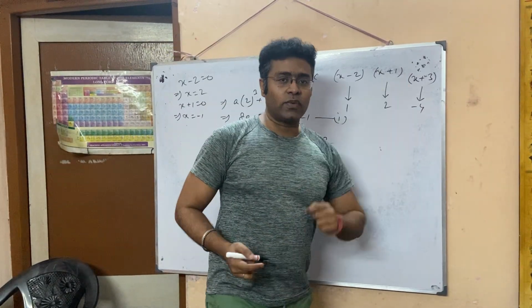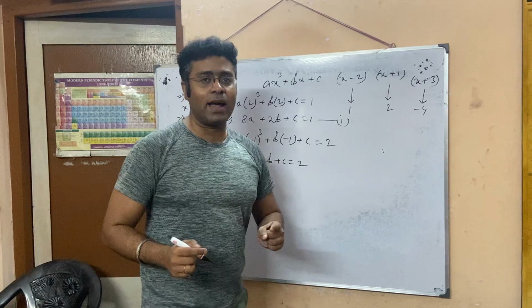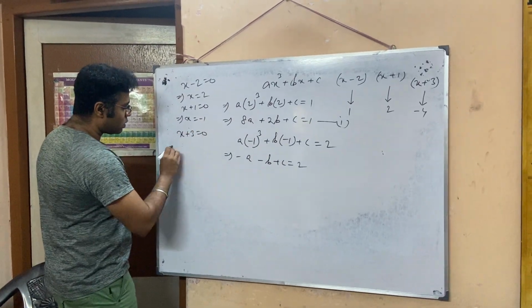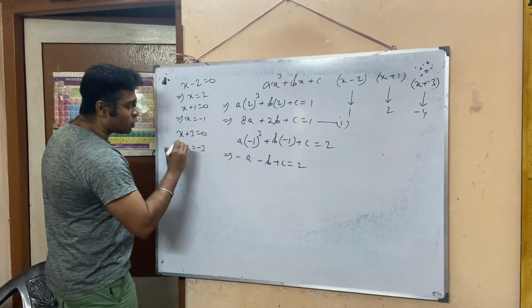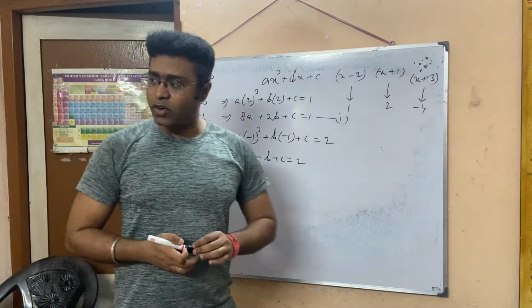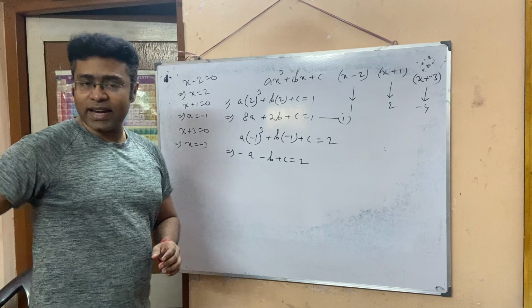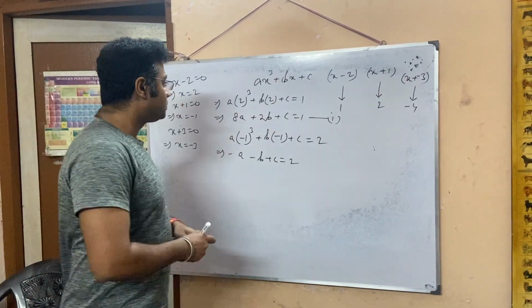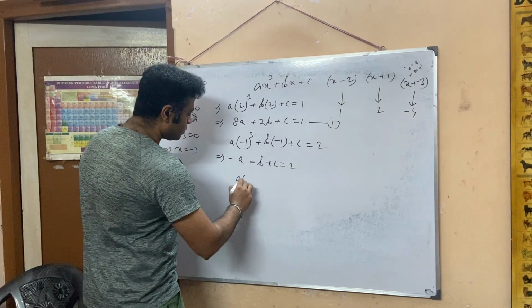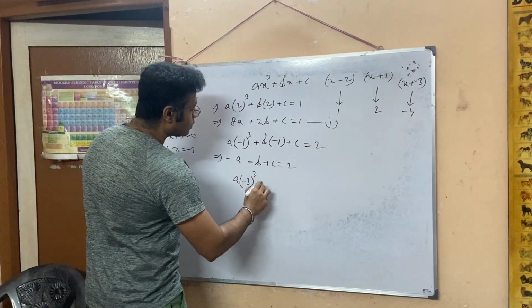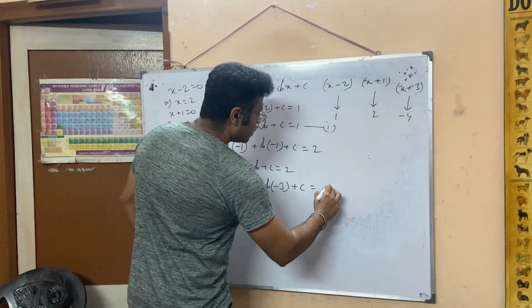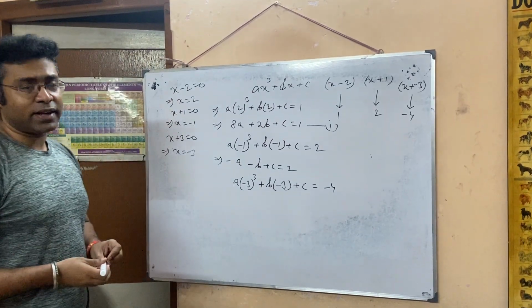Finally coming to the third one, where the divisor is x + 3. So when I am dividing by x + 3, x = −3, right? Clear everyone? x = −3. So that −3 I will place here. Then my remainder is −4, right?